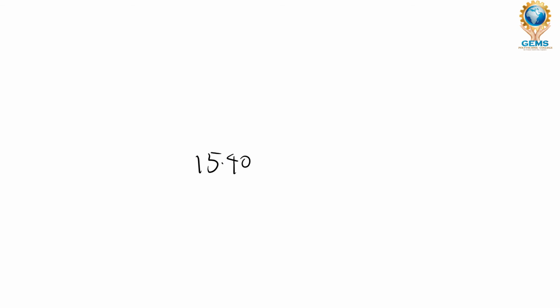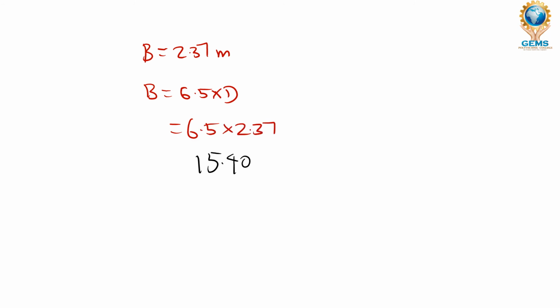All right, we have found the D value, right? The D value is 2.37 meter. Also we know the B value, we are going to find by using the same equation, that is B is equal to 6.5 D, so 6.5 into 2.37. So the final value you will write here. I'm going to write it in the slide for you.